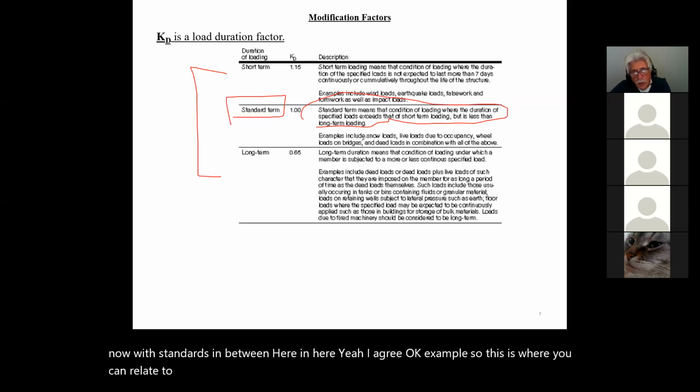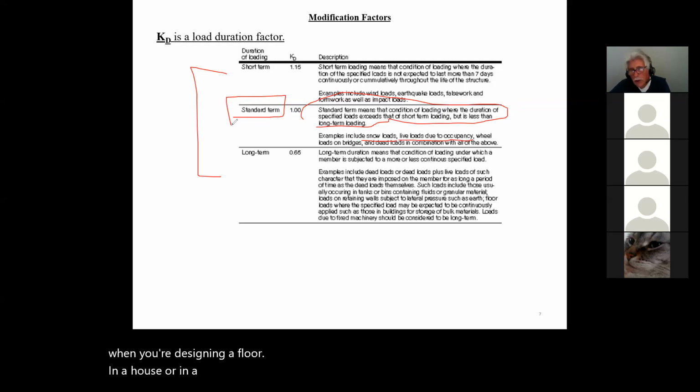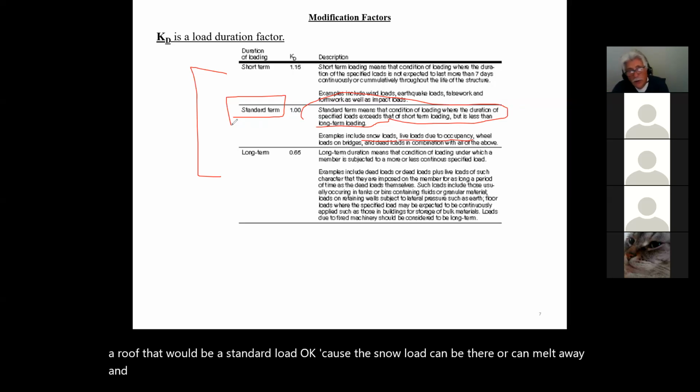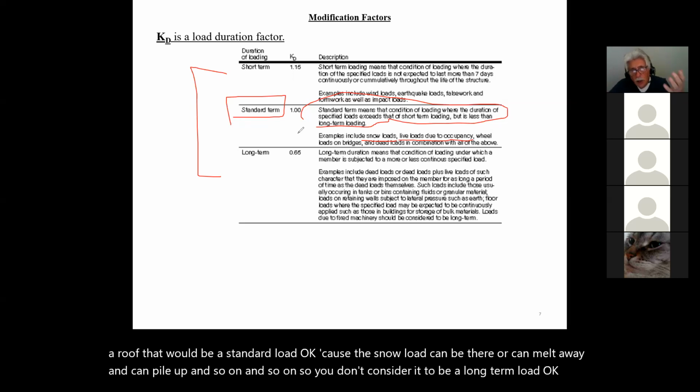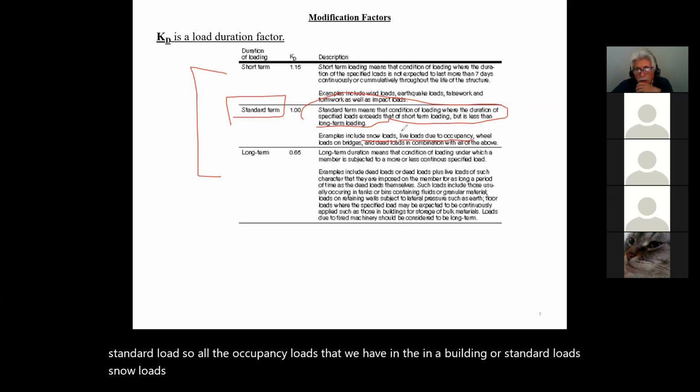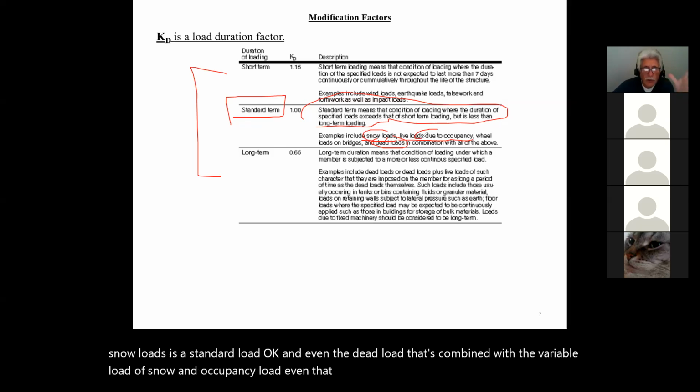Examples of standard loads are snow loads, live loads due to occupancy. So when you're designing a floor in a house or in a building, that would be a standard load. If you're designing the structure of a roof, that would be a standard load. Because the snow load can be there or can melt away and can pile up and so on and so on. So you don't consider it to be a long-term load. So all the occupancy loads that we have in the building are standard loads. The snow load is a standard load. And even the dead load that's combined with the variable load of snow and occupancy loads, even that dead load is considered to be part of the standard load.